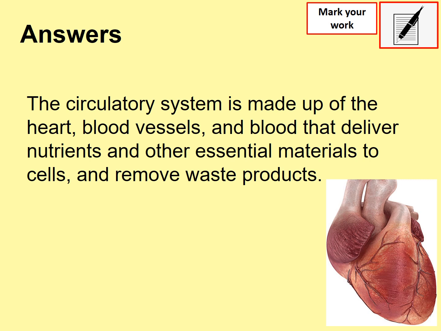Okay, so remembering from last lesson, you all should have written that the circulatory system is made up of the heart and blood vessels. If you named blood vessels such as the artery, veins, or capillaries, then you would be correct. And the whole point of the circulatory system is that the blood that's contained within it delivers nutrients and other essential materials to our cells and removes waste products.